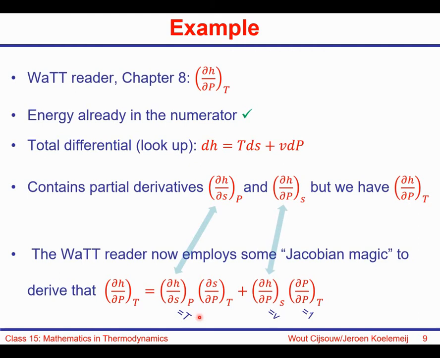And how does that help us? Well, this partial derivative, we know it's equal to T. And this partial derivative is equal to V. So indeed, we have eliminated the energy now from the expression. This is also an interesting partial derivative because it's equal to 1. That also makes life simpler.